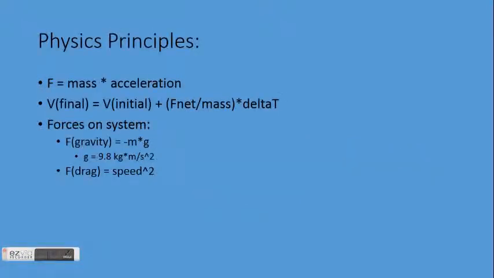In Lab 2, we're focusing on the physics principles of Newton's second law, force equals mass times acceleration, which further derived gives you v final equals v initial plus the net force divided by the mass times the change in time. The two forces we're going to focus on in this lab are the gravitational force on the object and also the drag force.